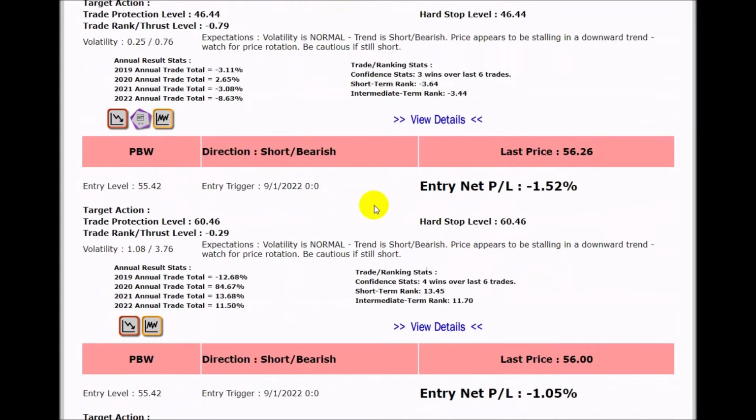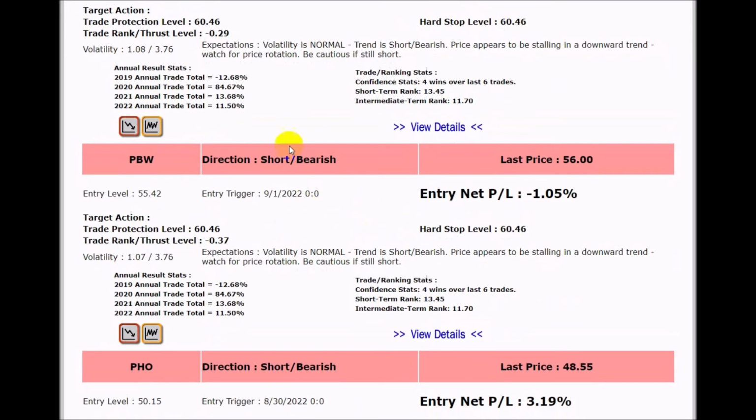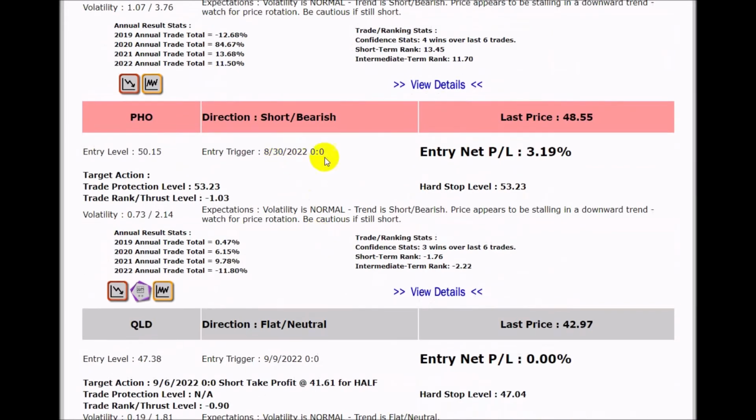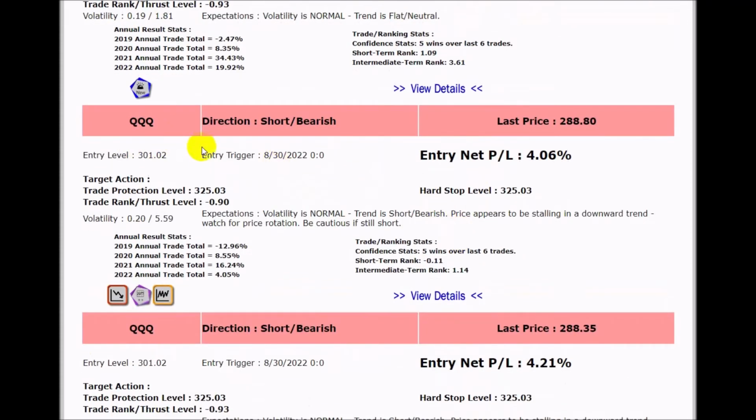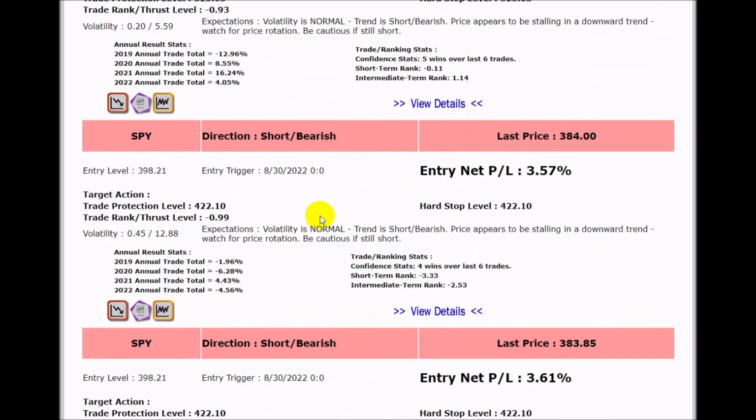PBW, same scenario, 46.46. So that's us moving our stop to the protection level. You can see it's fairly positively ranked. PHO, we have our stop at 53.23. QQQ, we have our stop at 325.03, same level here. SPY has been kind of mixed here, but we have a stop already on this short trade.